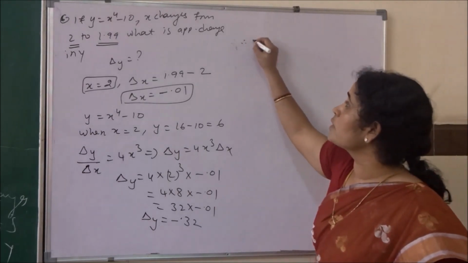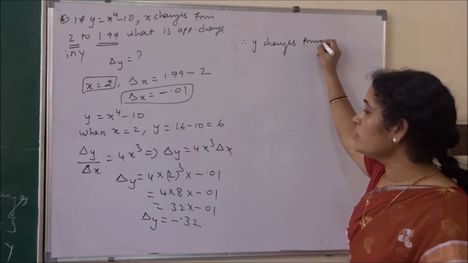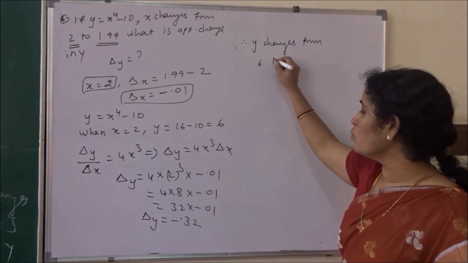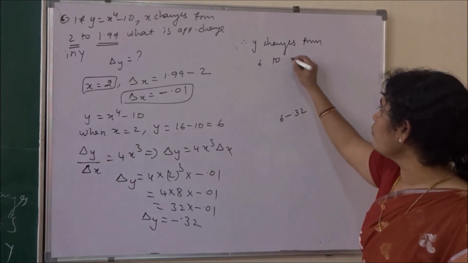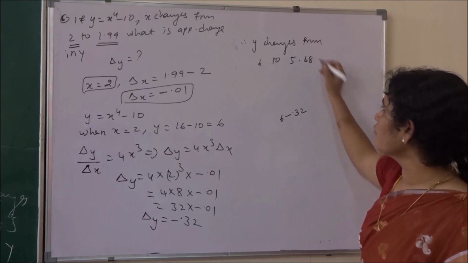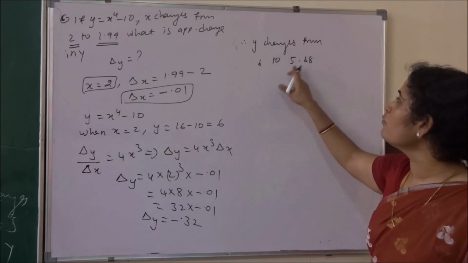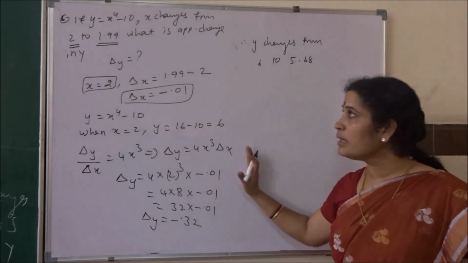So therefore, suppose if we want to say y changes from where to where, the value of y is 6 to, now 6 minus 0.32, that is 5.68. Am I correct? 5.68. So y changes from where to where? 6 to 5.68. If you subtract this, you will get delta y. So are you clear how to do this?